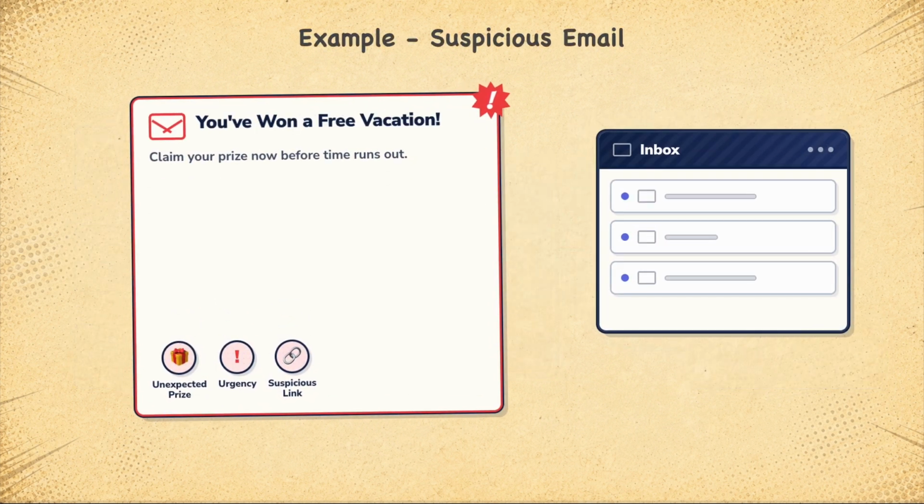Imagine that the following message arrives in your inbox. A person may notice several warning signs. The message promises an unexpected prize. It creates urgency. It asks the reader to click a link. But a computer does not naturally understand these warning signs in the way a person does.